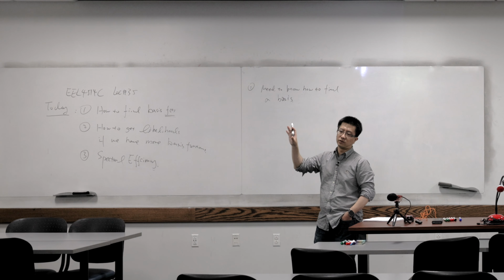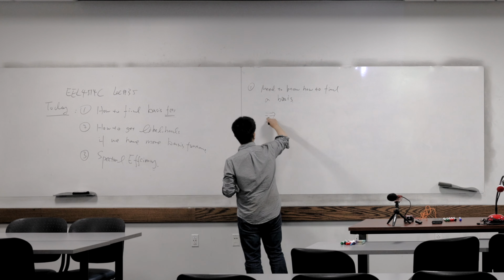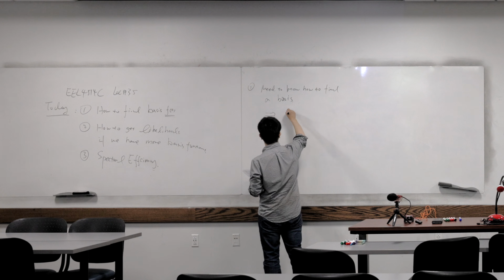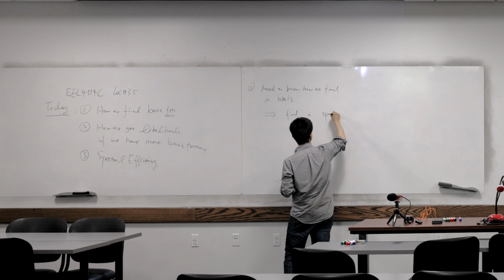Let's see how we can do that. So basically, the way to find a basis is to find a spanning set for our signal space. In order to find a basis, we want to find a so-called spanning set.